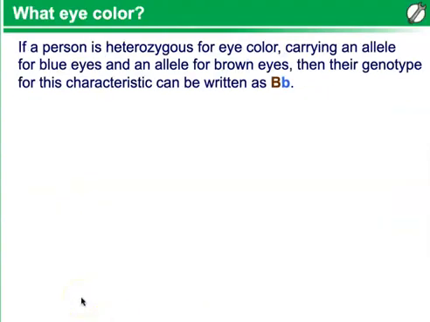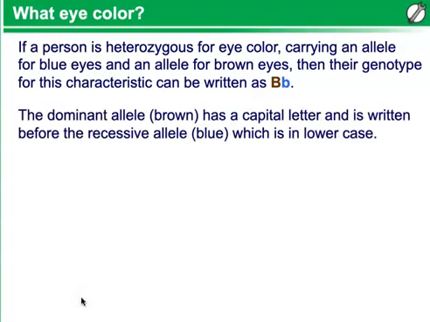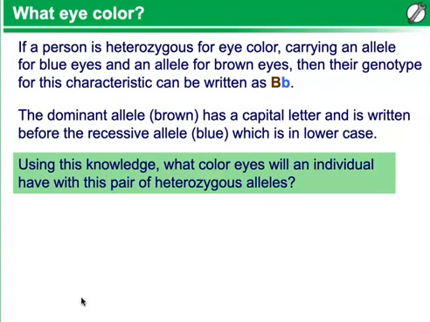So, eye color. If a person is heterozygous for eye color, carrying an allele for blue eyes and an allele for brown eyes, then their genotype for this characteristic can be written as big B, little b. The dominant allele, brown, has a capital letter and is written before the recessive allele, blue, which is in lowercase. Using this knowledge, we know that the eye color of this example ends up being brown.